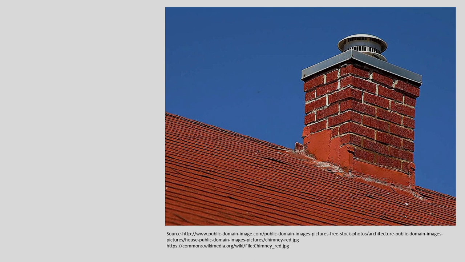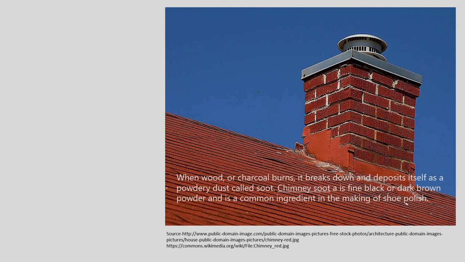Before we start our lecture, let us have a look at this particular structure in a building. You can identify this is a chimney, which is atop a firewood place through which the smoke goes out of the building. Here wood and charcoal is burned to produce heat, and in that process it breaks down and deposits itself as a powdery dust which we call soot.